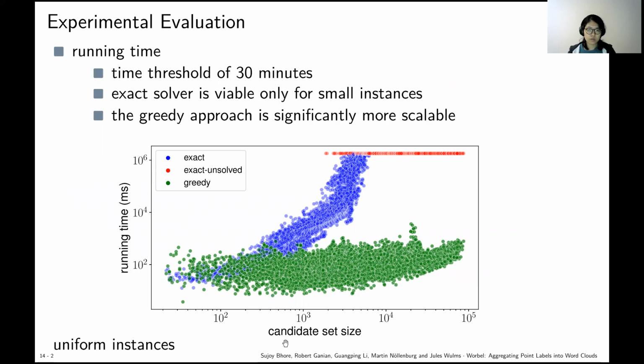So in this plot, the exact solver could only solve small instances, and the large instances would remain unsolved after 30 minutes. Compared to that, the greedy approach is very scalable and very fast. Like for large instances, it's almost 4 orders of magnitude faster than the exact solver.